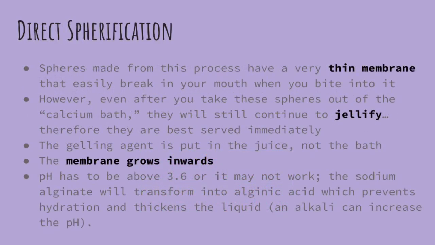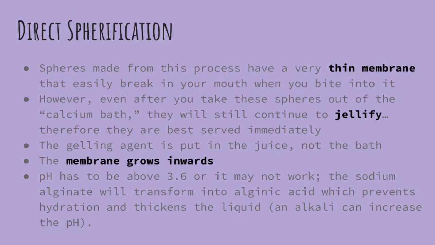The first type of spherification I'm going to explain is direct spherification, and this is the most general or basic type of spherification. I've been explaining this process all along. All the types of spherification are very similar. They have minor differences, but in this process, the spheres have a very thin membrane that easily breaks in your mouth when you bite into it. That's one of the big pluses of this process.